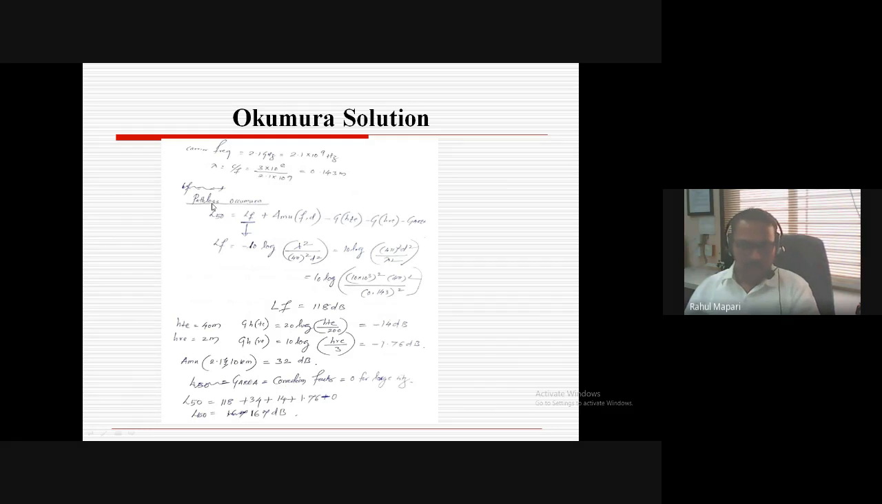Now, first we will see the Okumura model. And we know in the Okumura model, the median loss L50 in dB is equal to LF plus Amu minus G(hte) minus G(hre) minus G area. We know all the terms. L50 is nothing but the median loss. LF is the free space loss. Amu is the attenuation, which depends upon the frequency and the distance between transmitter and receiver. G(hte) is the gain of the transmitter antenna height, G(hre) is the gain of the receiver antenna height, and G area is the gain of the environment.